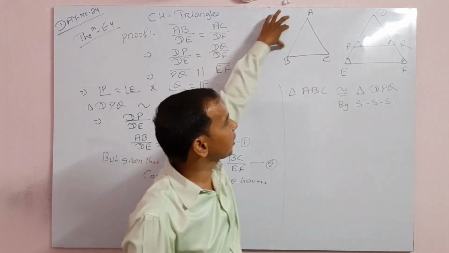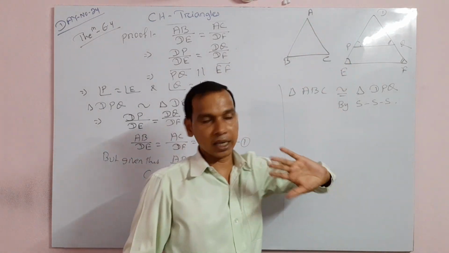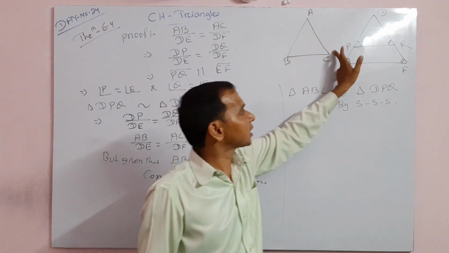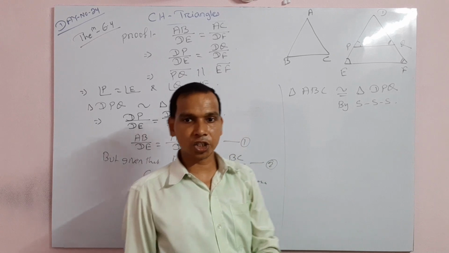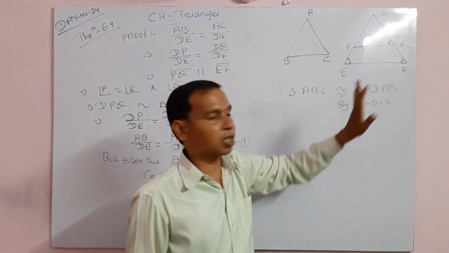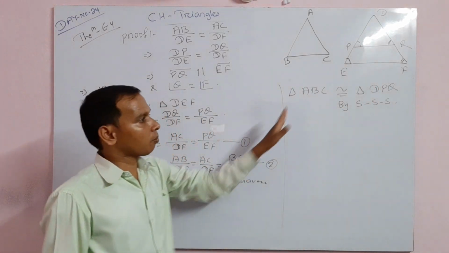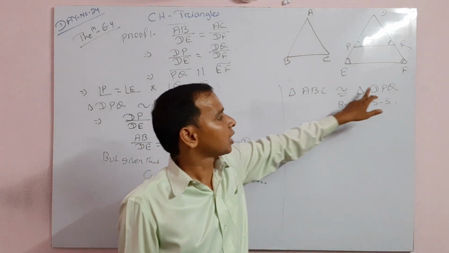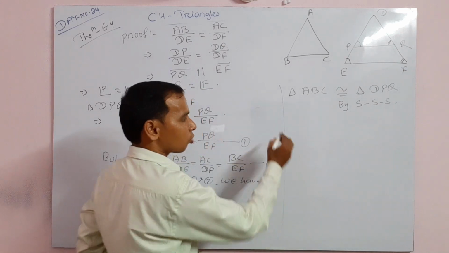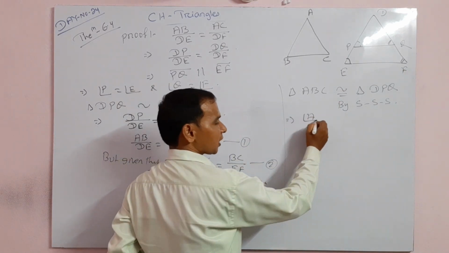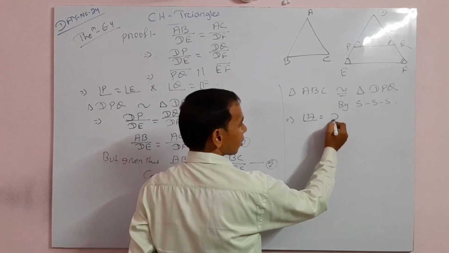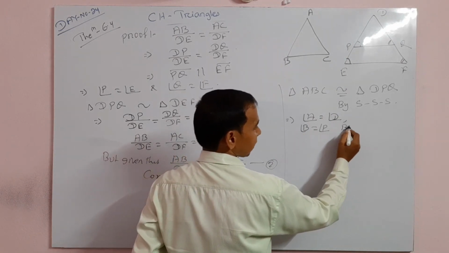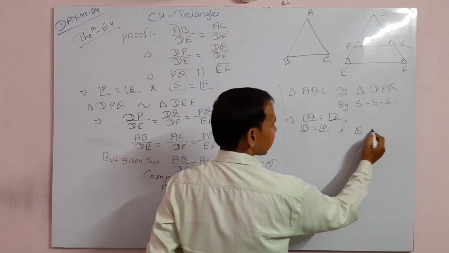Why? Here AB equals DP because of construction, AC equals DQ because of construction, and BC equals PQ because of the proof before. So by the side congruence criteria, triangle ABC is congruent with DPQ. As two triangles are congruent, respective angles are equal: angle A equal to angle D, angle B equal to angle P, and angle C equal to angle Q.